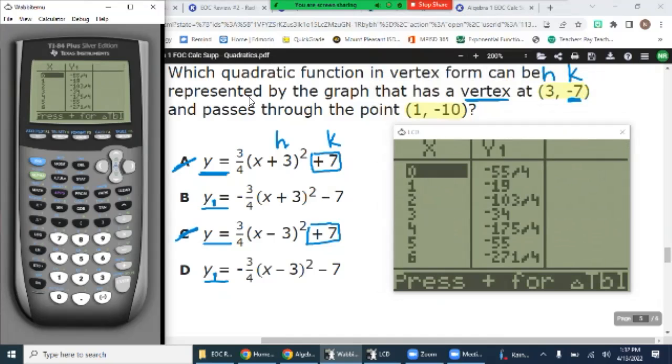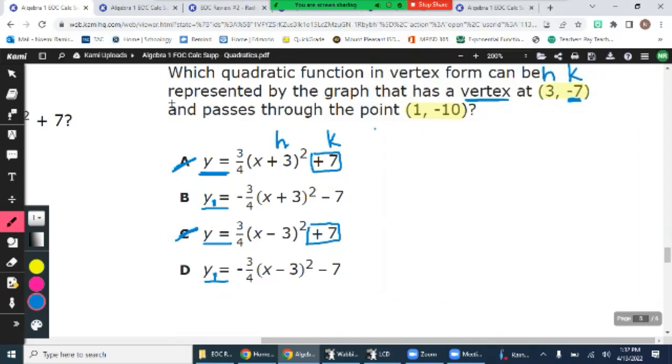No, it gives you -19. This equation doesn't give you 1, -10. It gives you 1, -19. This equation does not give you 3, -7. It gives you 3, -34. Everybody see that? Are we okay with that?